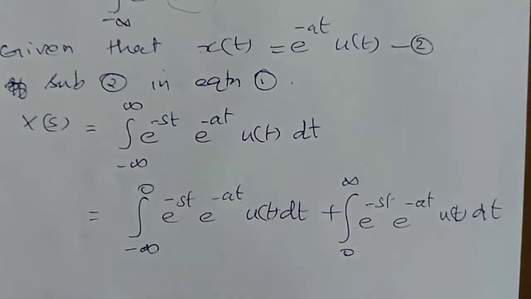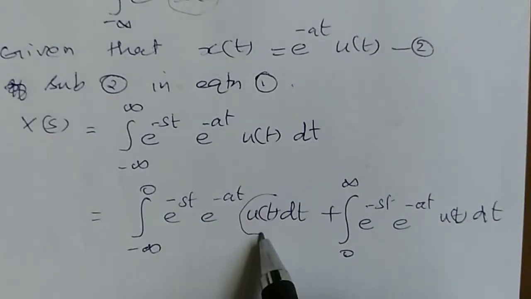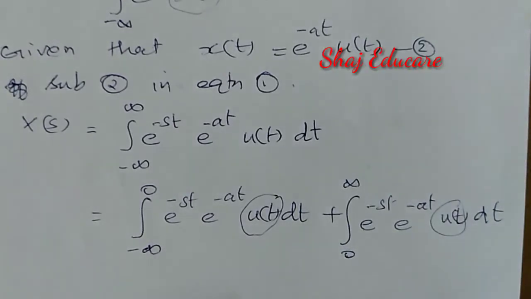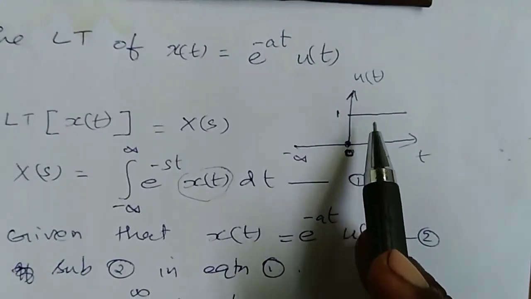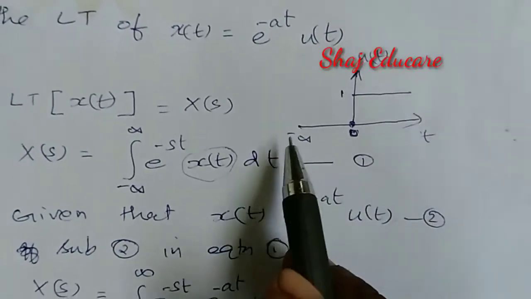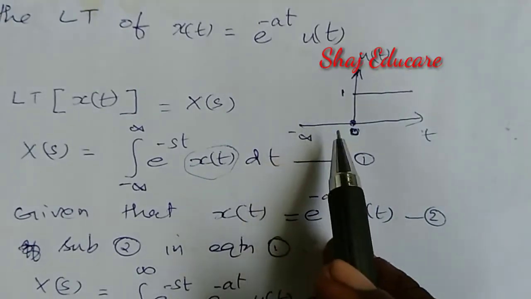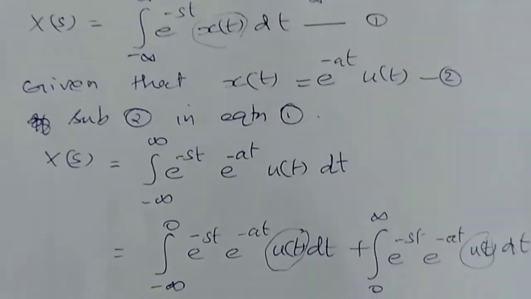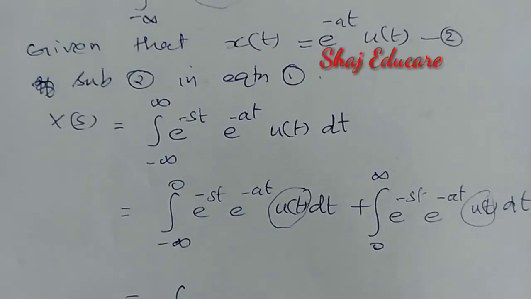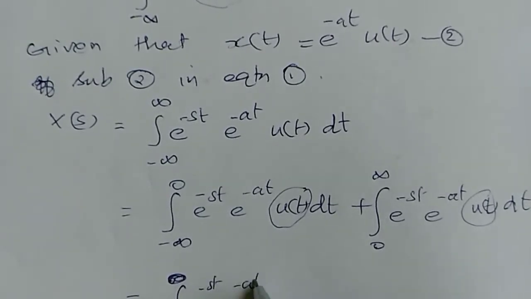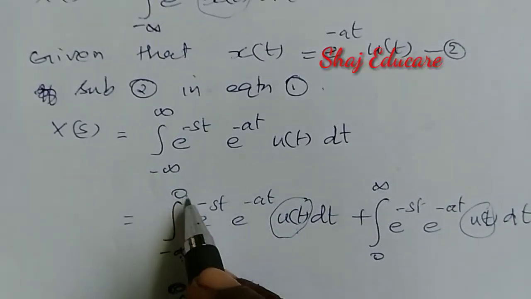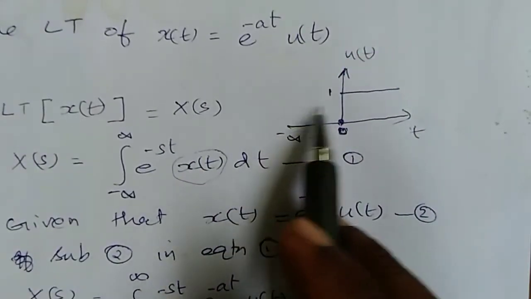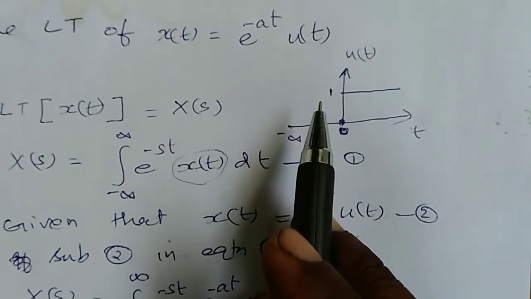Then let us substitute the values of this u of t. What is u of t? We know that u of t is equal to 1 only from t equal to 0. Then what about the value of u of t from minus infinity to 0? That is equal to 0. In the interval minus infinity to 0, the value of u of t is 0. The signal doesn't exist.